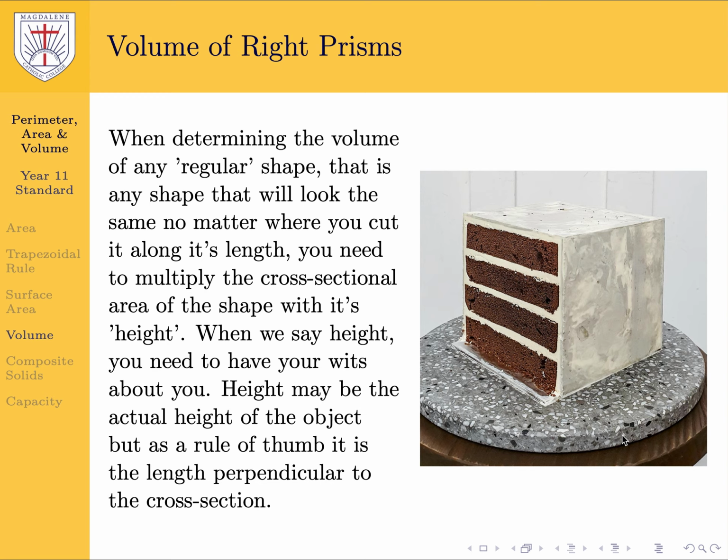In this lesson, we're going to talk about volume, and specifically volume of right prisms. When determining the volume of any regular shape, and what that means is it's any shape that will look the same no matter where you cut it along its length, you need to multiply the cross-sectional area of the shape with its height. We're going to go into more detail there, but that's in one long sentence, literally the way to find the volume of any right prism.